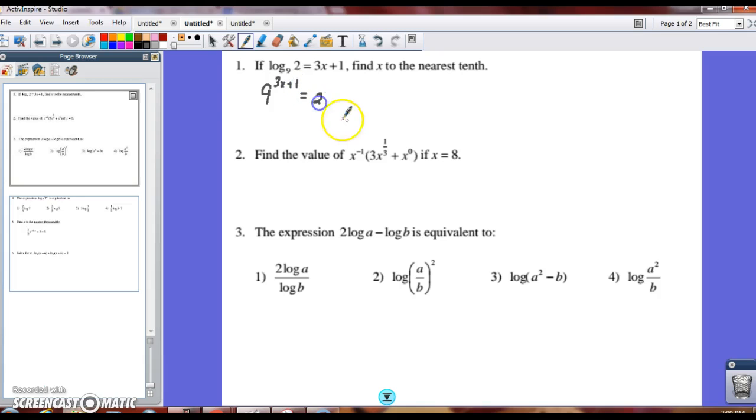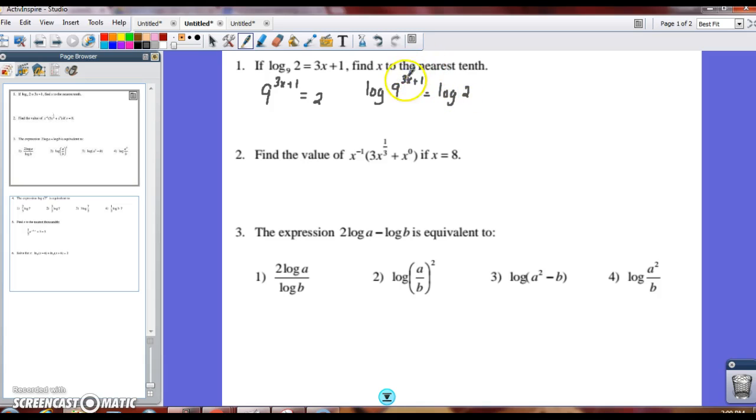If I took that out of log form, I'd have 9 to the 3x plus 1 is equal to 2. And that doesn't really help us there because I don't have a common base here. There's no way to get a common base, so I can't really solve for x that way. So what I would probably do then is take the log of both sides to go ahead and solve for x. So we log both sides, which gives you the log of 9 to the 3x plus 1 is equal to the log of 2.